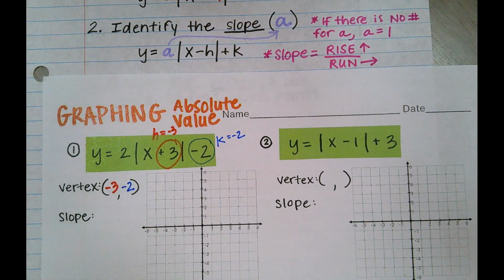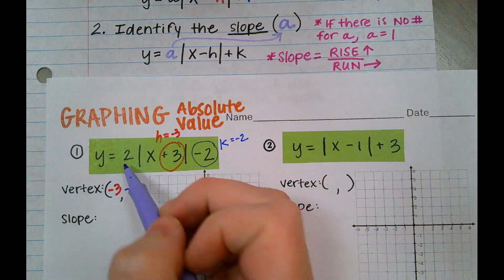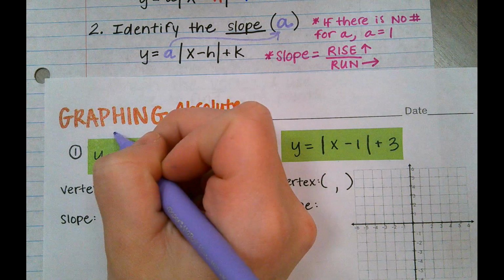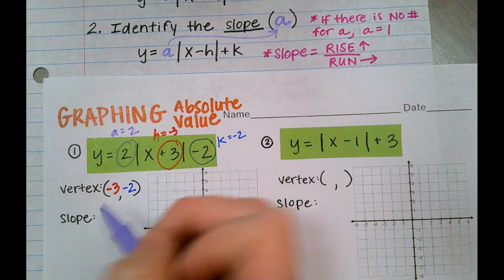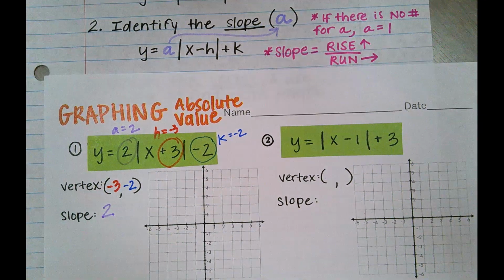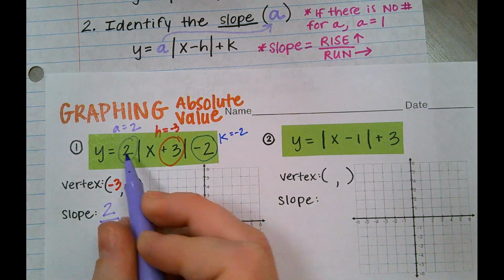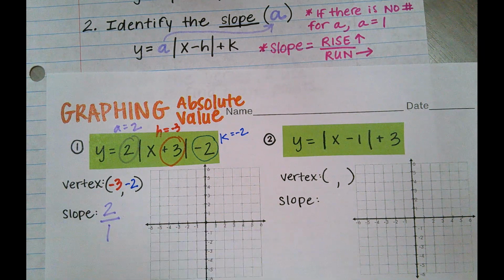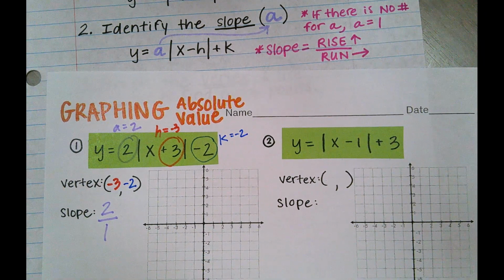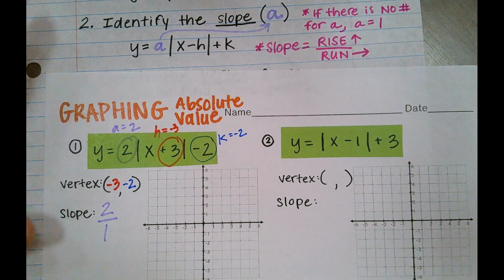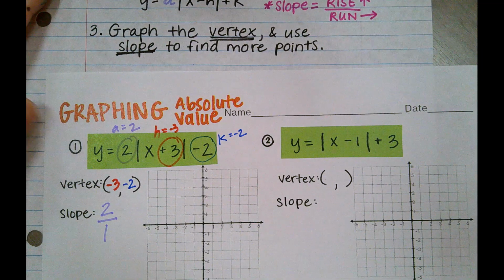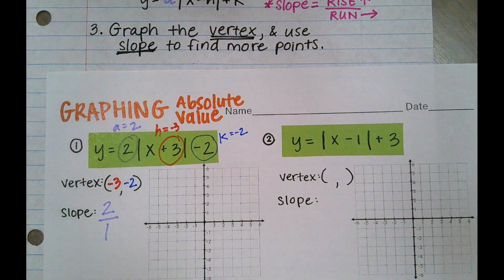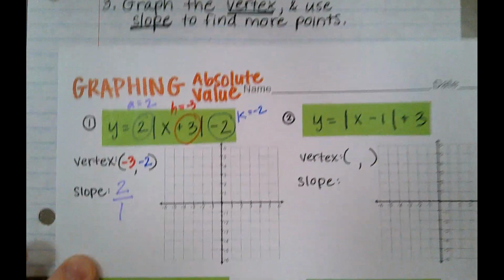Step 2, identify the slope. What is my slope here? My a is 2. So my slope is 2 over 1. If it's just a whole number, we can turn it into a fraction by writing 1 in the bottom. Step 1 and 2 go pretty quick. Now, we're just going to graph it. So, step 3, let's graph the vertex, and then we will use the slope to find more points.